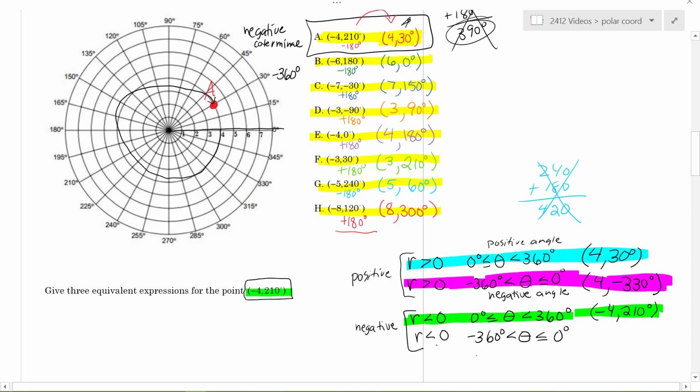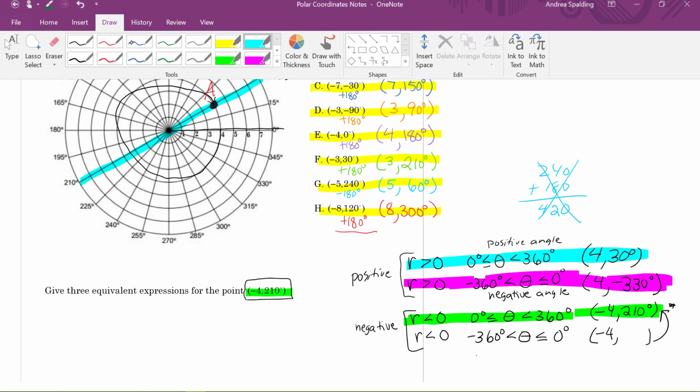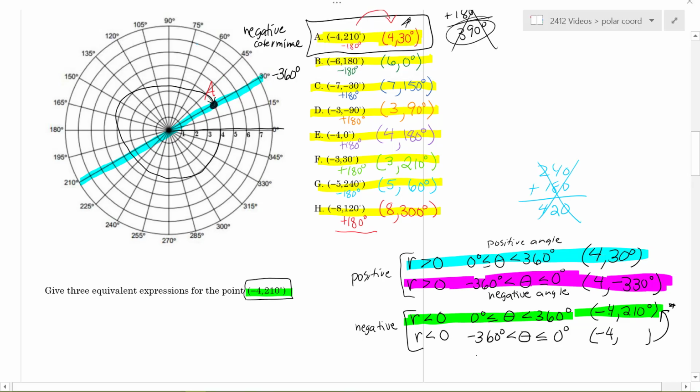Okay, the last one here, we need a negative R value and a negative angle, and that's the trickiest one. For that, what I recommend is you go to the angle that also has a negative R value. We know the R value is going to be negative 4 because we have to be on circle 4. The trick for this one is to go to the 210 degree mark. Remember, that's on the opposite side of the circle. So I would go back to the 210 degree mark, the other ordered pair that has a negative R value, and look at that angle.